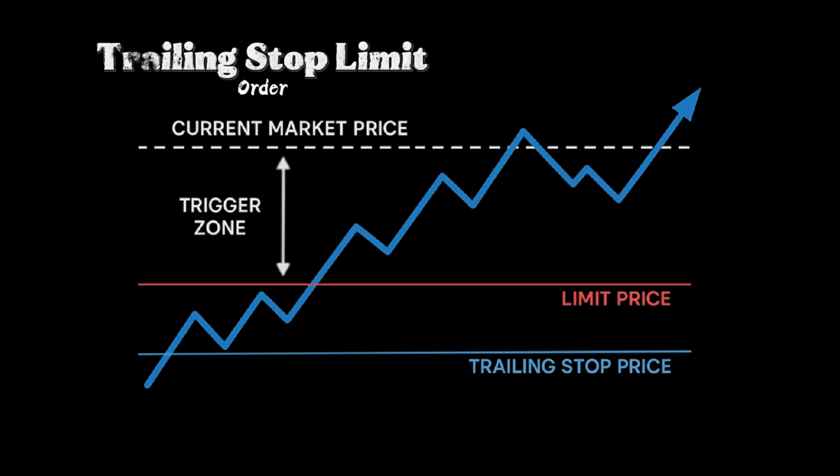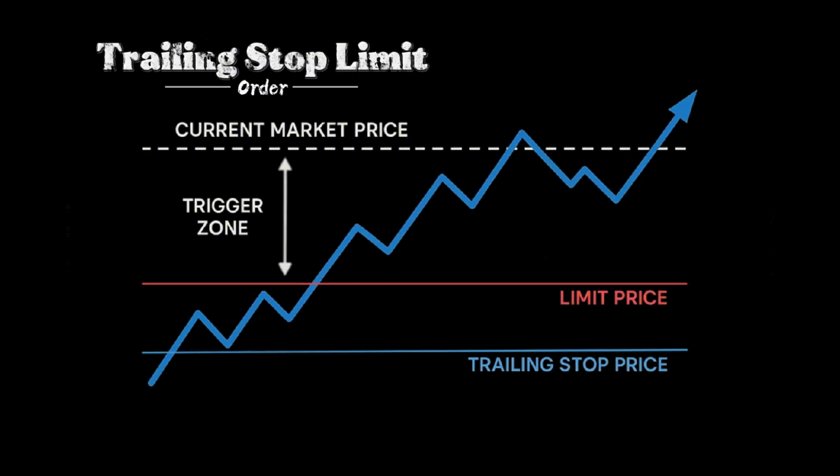Trailing stop limit uses two separate order components working together. You set a fixed limit price and a trailing stop price. Initially, the limit price is above the trailing stop. If price drops to the limit first, it executes as a limit order and cancels the trailing stop. As price moves in your favor, the trailing stop follows it higher while the limit price stays fixed.